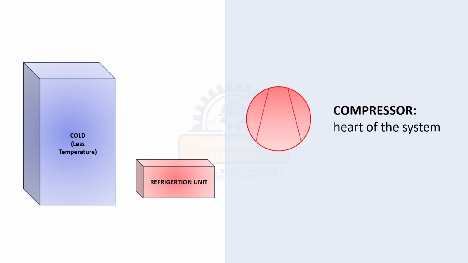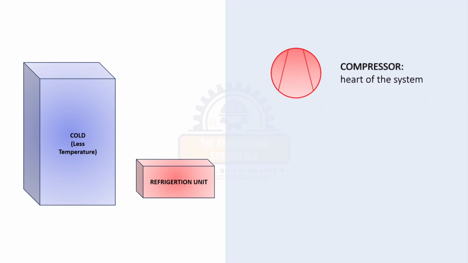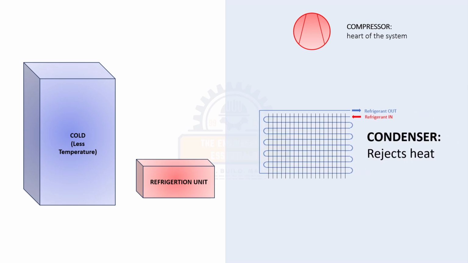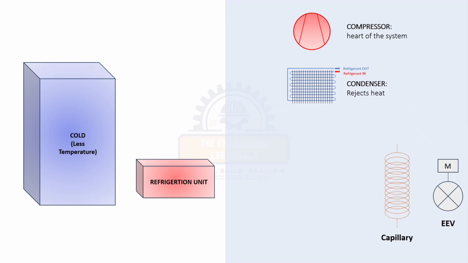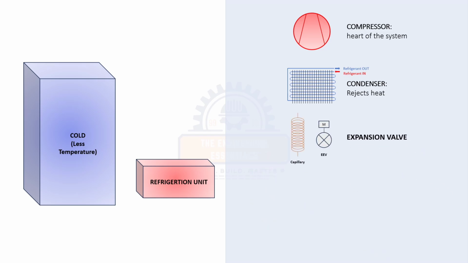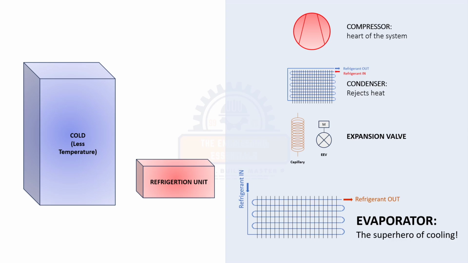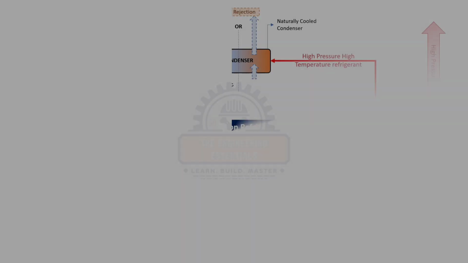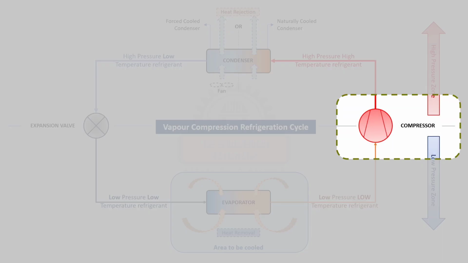The very first, the compressor. Think of this as the heart of the system. Then the condenser. This component rejects heat to the surroundings. Third, the expansion valve, the roller coaster ride of the system. Actually, there are 2 types of expansion valves. The first is the capillary tube, and the second one is the electronic expansion valve. We'll explain in detail in a further series of videos. Fourth, the evaporator. Just understand it as the superhero of cooling. So here is the VCRS schematic on your screen, showing its 4 key components.